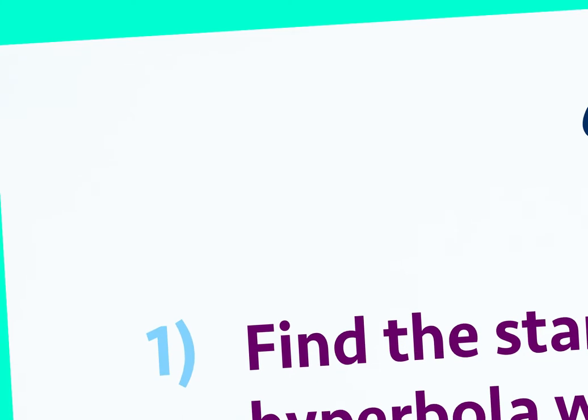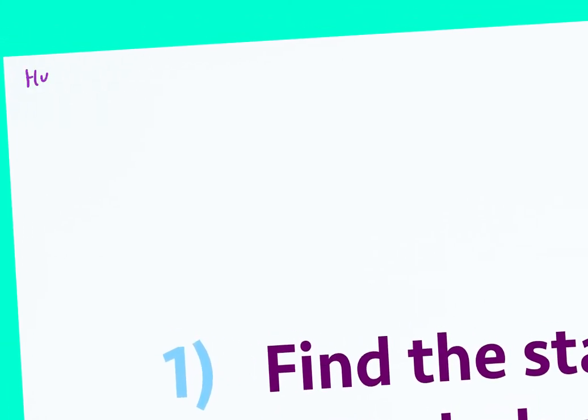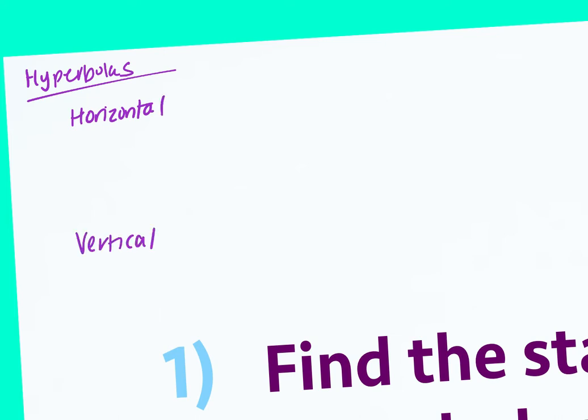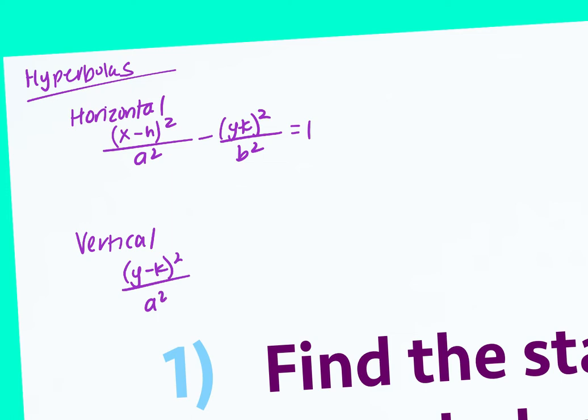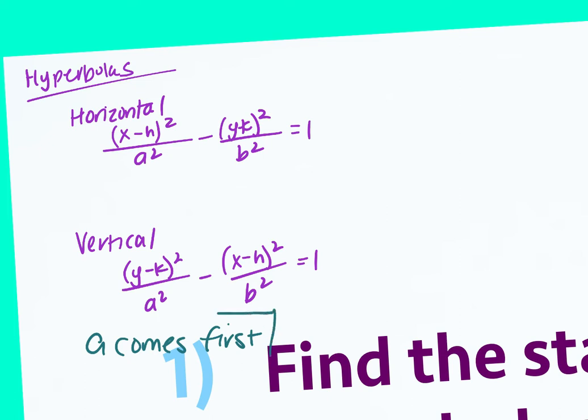hyperbolas. And remember that there are two kinds, right? So hyperbolas. There's horizontal, I'll go in the same order, horizontal and vertical. The difference is the order. So horizontal is (x minus h) squared over a squared minus (y minus k) squared over b squared equals 1. And vertical would be (y minus k) squared over a squared minus (x minus h) squared over b squared equals 1. For both of these, a comes first. So it would be the positive variable.